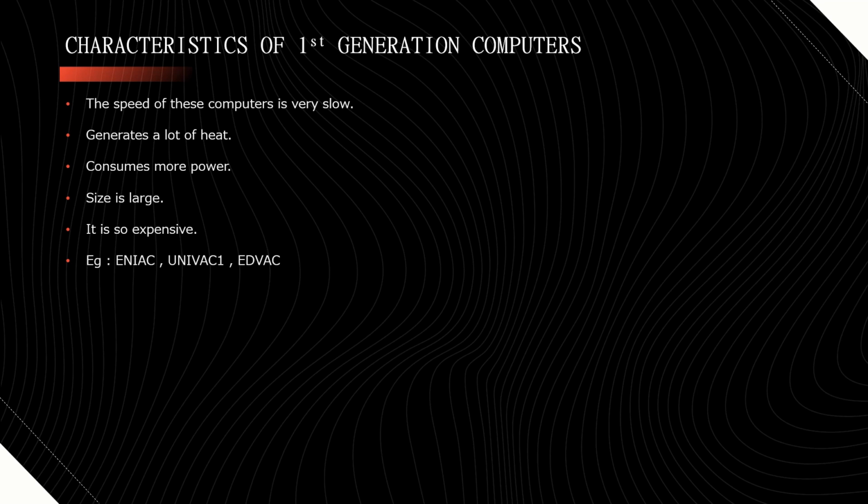To reduce this heat generation, they used the air conditioners. Due to these air conditioners, it consumes more power. And also, the data which is stored on these vacuum tubes should be refreshed regularly. The size of these computers is very large, so obviously it is so expensive. For example, ENIAC, UNIVAC 1, EDVAC.